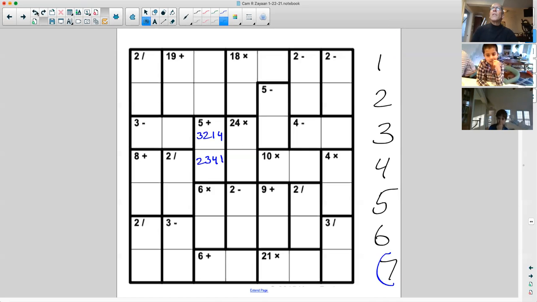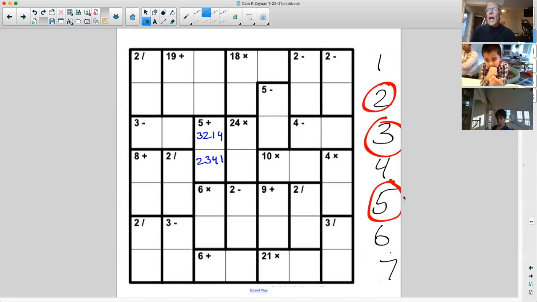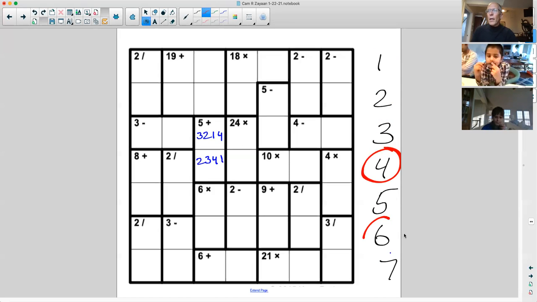But why don't you do it systematically, gentlemen? How about 1 and 3 or 3 and 1? 2 and 4 or 4 and 2? 3 minus 1 equals 2. 3 and 5 or 5 and 3? Keep going. Come on, Cam, you do the next one. 4 and 6 or 6 and 4?